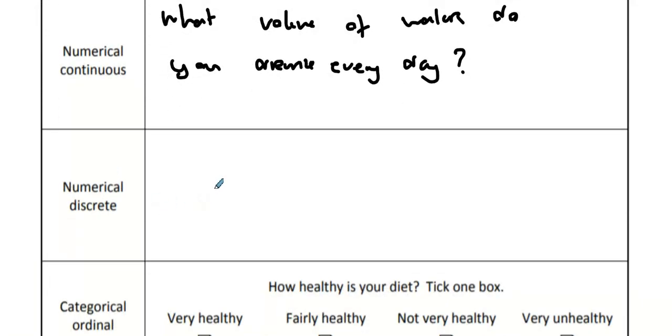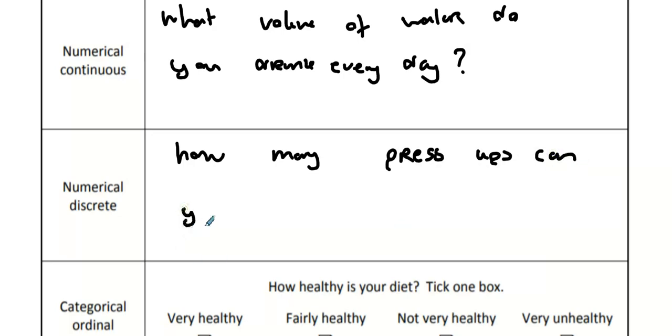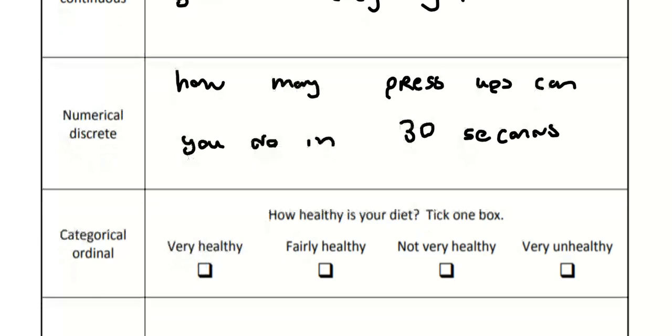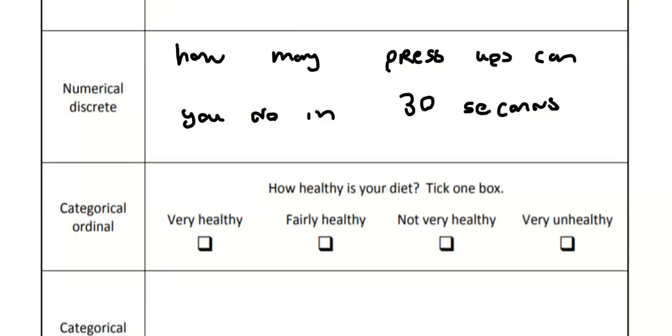Numerical discrete means it either is or isn't, okay? So what you say is, how many press-ups can you do in 30 seconds? That will be a good way of saying it, because you either do one press-up, half press-ups don't count. Okay, any question that will generate a numerical answer that is or isn't has to be 1 or 2, 3 or 4. There is no 3.5 or anything like that.